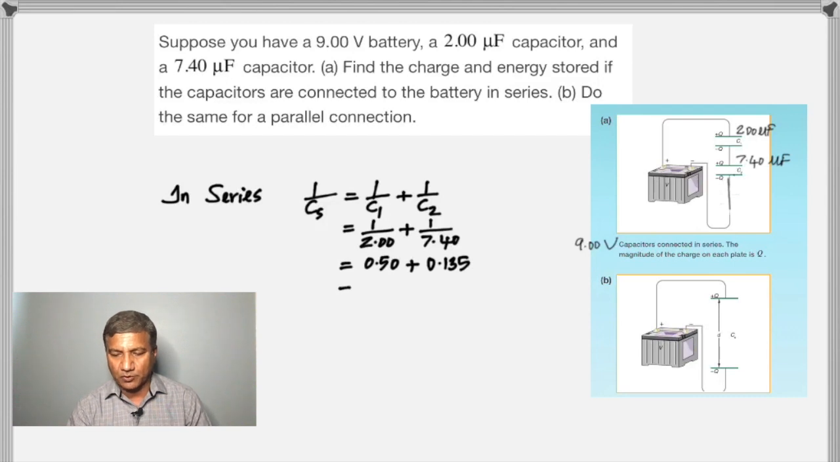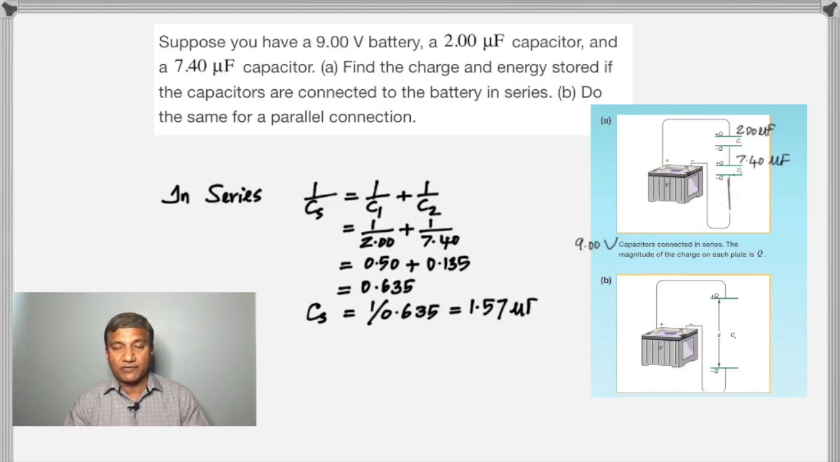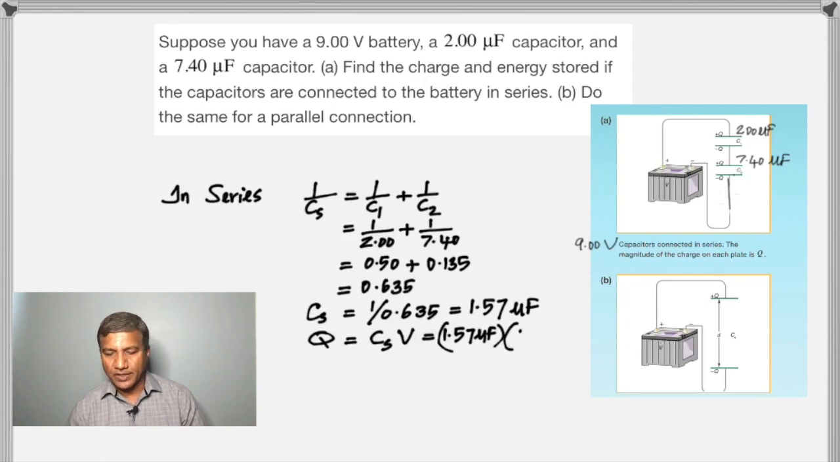Let me repeat that. You take the product by the sum, 7.40 times 2 divided by 7.40 plus 2, which will give you the same answer as I get here, which is 1.757 microfarad. So once you get that, to find the charge, use the charge formula, which is the product of the capacitance and the voltage. And so multiply the capacitance value, 1.757. Remember, we're using the total capacitance.